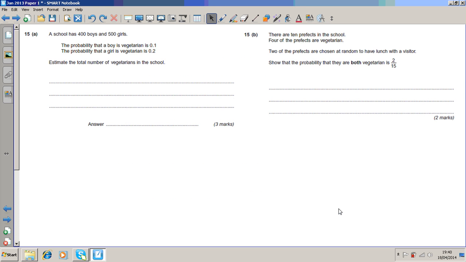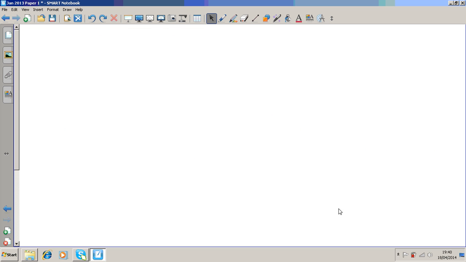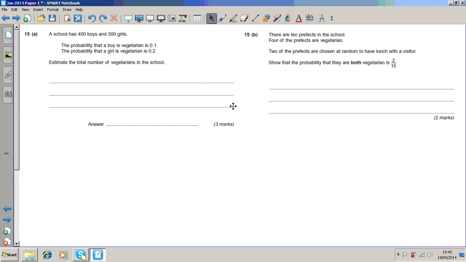Number 15. How are we doing for time? Nearly done. So a school has 400 boys and 500 girls. The probability that a boy is vegetarian is 0.1. Probability that a girl is vegetarian is 0.2. Estimate the total number of vegetarians in the school.